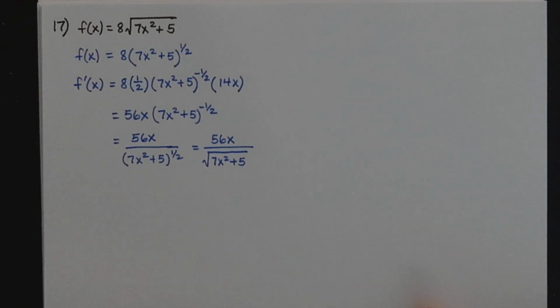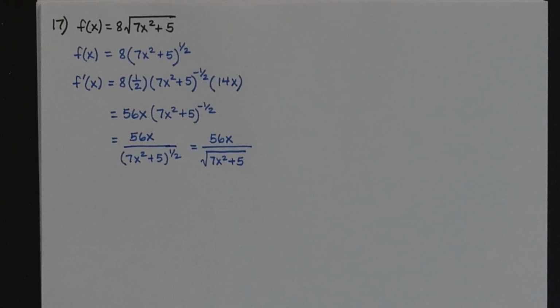Any other questions about problem number 17? So this one is where we talked about the chain rule, because you're taking the derivative of a composite function. So that's 17.